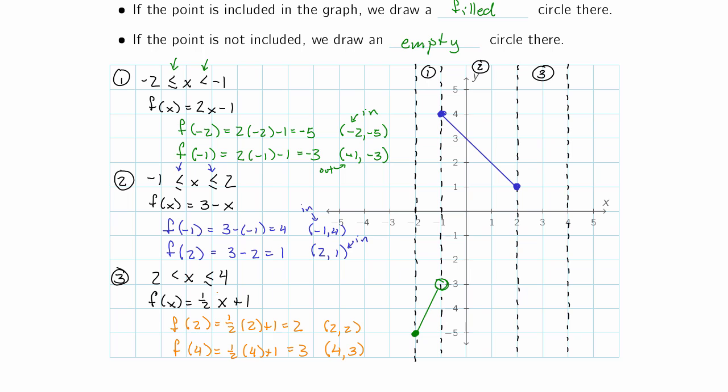x is not allowed to equal 2 in this piece, so this point is out, but x is allowed to equal 4 in this piece, so this point is in. At 2, 2, I'll draw an open circle. At 4, 3, I'll draw a filled-in circle. I'll connect those with a straight line, and we're done. Now, does this graph look like anything very much?